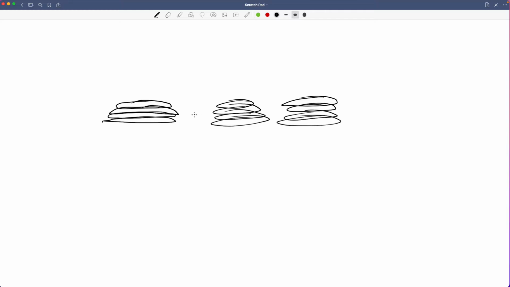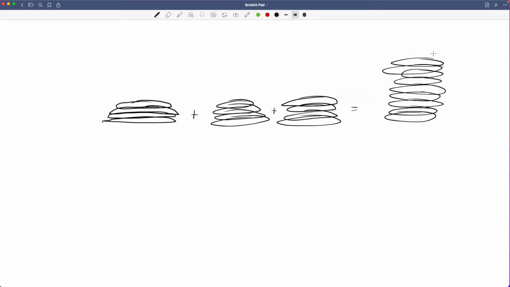So if I were to add all of those together, I would end up with a huge stack of 4, 5, 6, 7, 8, 9, 10, 11, 12 pancakes, right? We could say 4 plus 4 plus 4 is equal to 12, or 4 times 3 is equal to 12. It's all the same illustration. This is basically a multiplication division pattern.